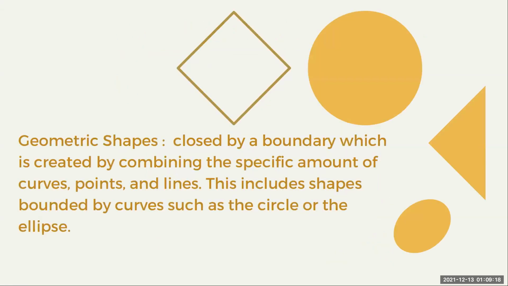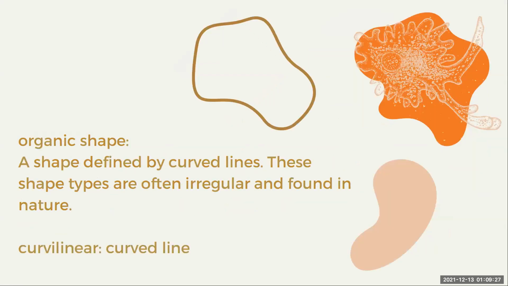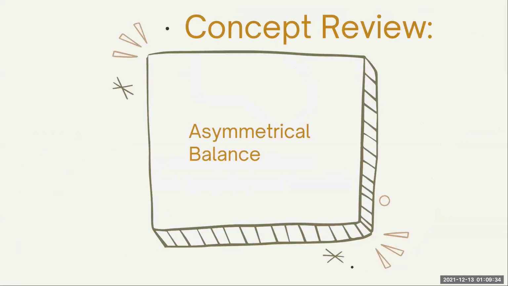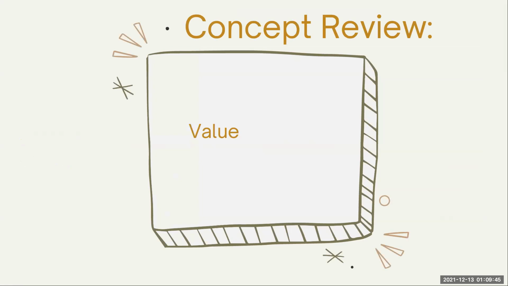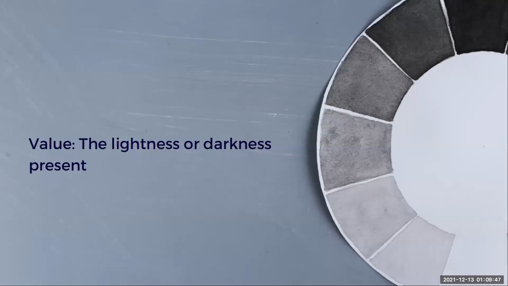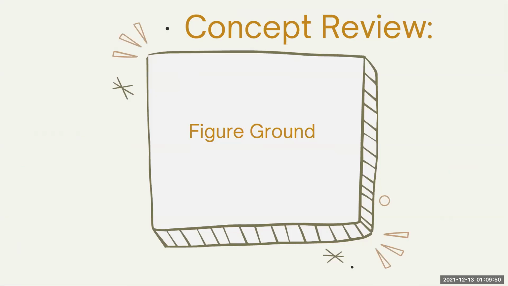Now, geometric shapes are closed by a boundary, and they usually include a very specific number of points and lines, and this includes shapes that are bounded by curves like circles and ellipses. Organic shapes are shapes defined by curved lines. They are often irregular and found in nature. Asymmetrical balance we investigated in Unit 4 when we talked about the amount of space surrounding a figure. Value is the lightness or darkness present.